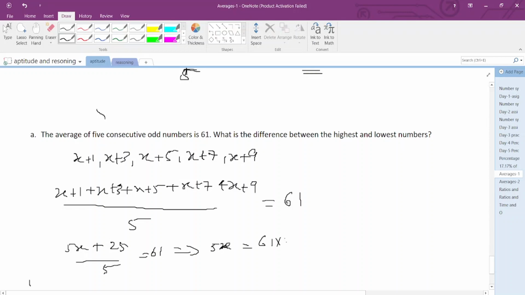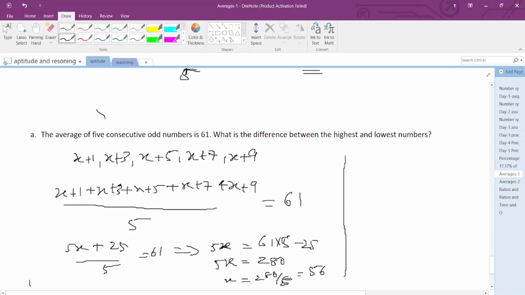In this you will get 5x is equal to 61 into 5 minus 25, which means 61 into 5 is 305 minus 25, which means 280. So 5x is equal to 280, where x is equal to 280 by 5, which is 5 6s are 30, which means 56. Right? So you got it.